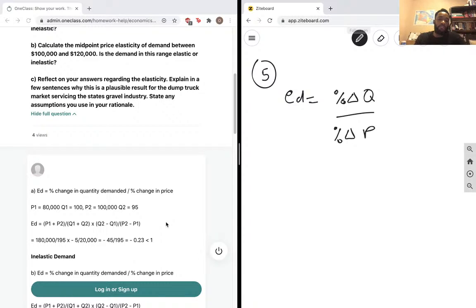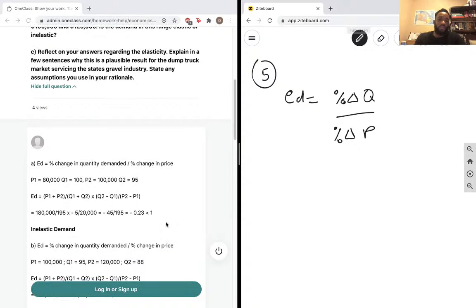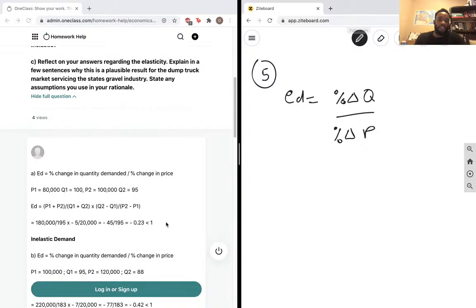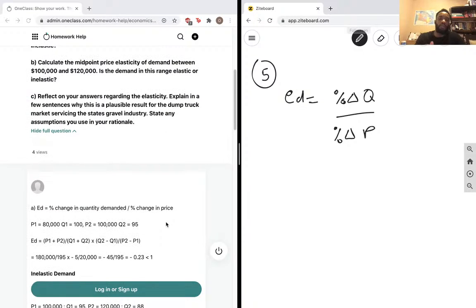So quantity demanded is still changing, but at a very low rate. Since it's less than 1, it's inelastic demand, so let's just go over what elastic and inelastic demand are. Demand is elastic when E is greater than 1.